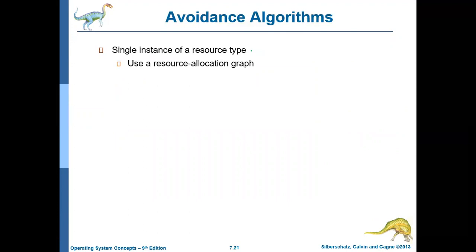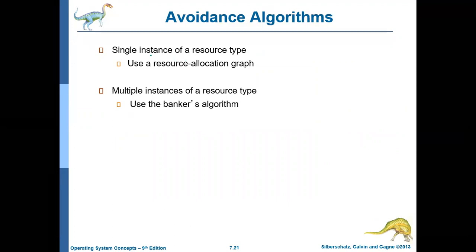So the avoidance algorithms are basically implemented in two ways, either by using a resource allocation graph or by using Banker's algorithm. If there is only one instance of each resource available, then the resource allocation graph is used. If multiple instances of each resource are available, then Banker's algorithm is used. Okay, so let us try to understand the first algorithm now.